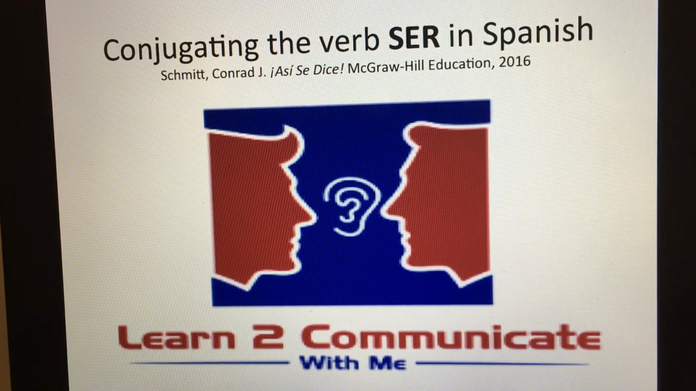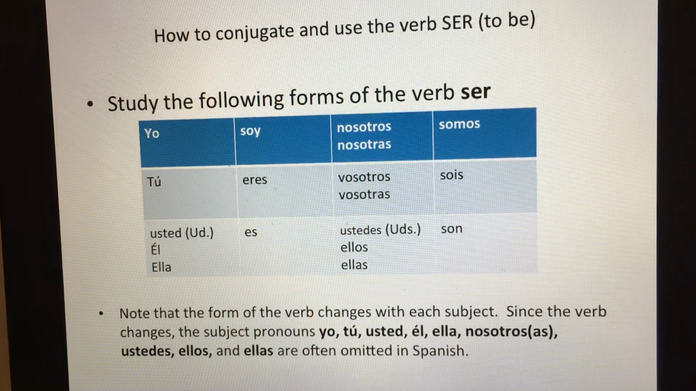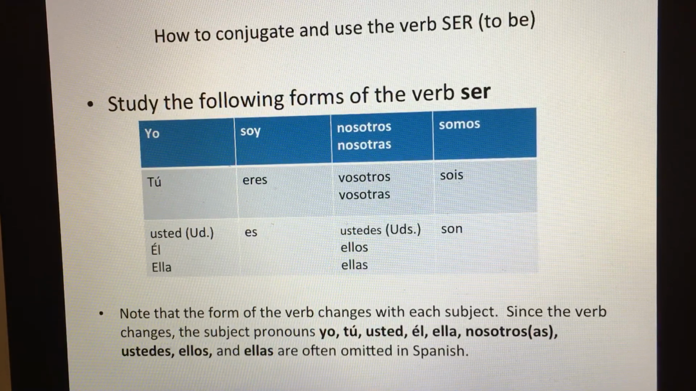Today's lesson is on conjugating the verb ser in Spanish. How to conjugate and use the verb ser, which means to be. Let's study the chart.